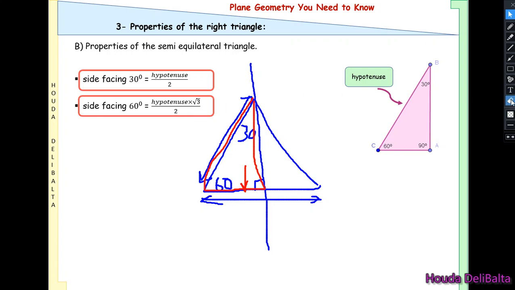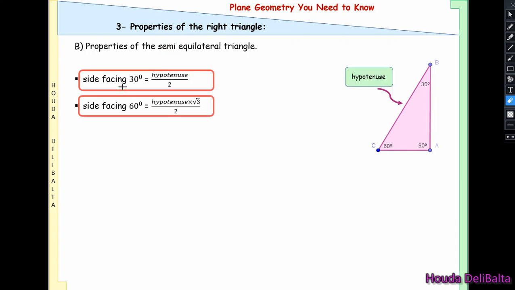So all that you have to know are these two properties. The side facing 30 is equal to the measurement of the hypotenuse over 2, and the side facing 60 is equal to the hypotenuse times radical 3 over 2. And here are examples to make things clear.